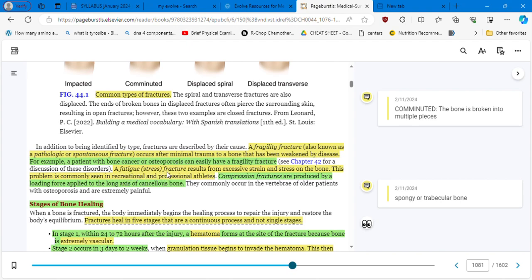And fatigue stress fracture results from excessive strain and stress on the bone. This problem is commonly seen in recreational and professional athletes. Compression fractures are produced by a loading force applied to the long axis of cancellous bone.